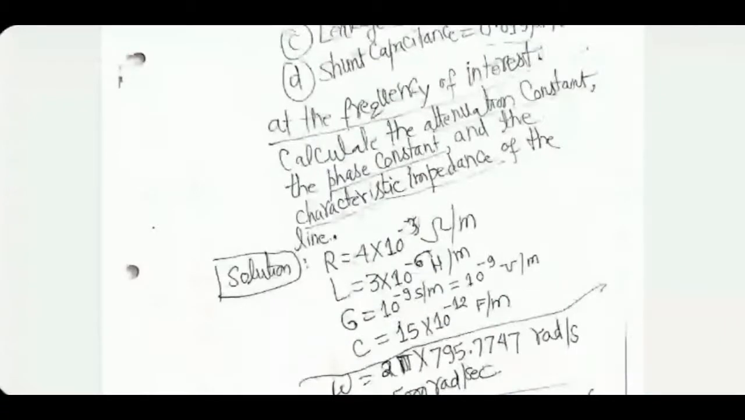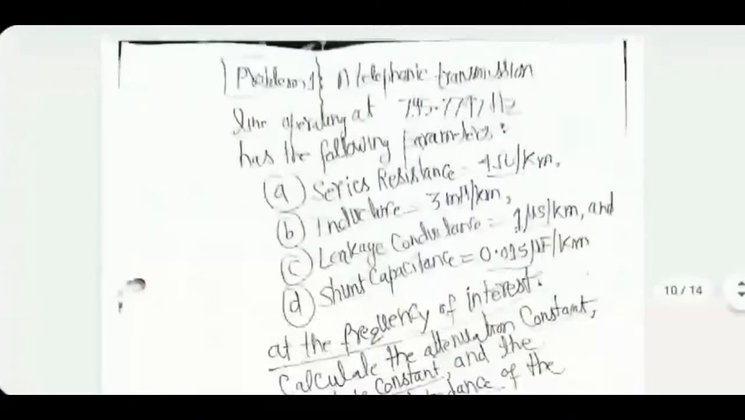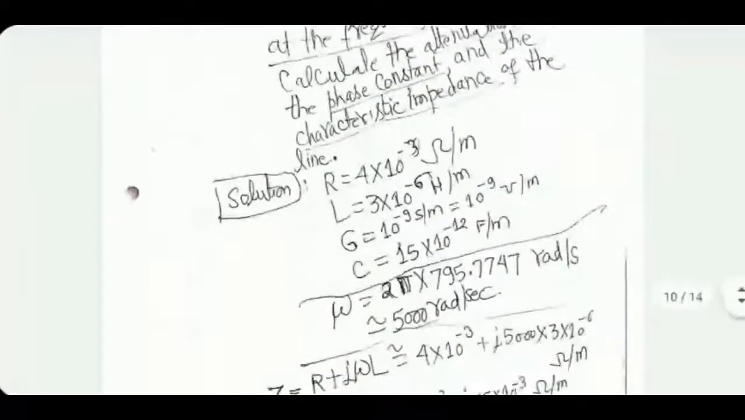R is 4 ohm per kilometer. So this becomes 4 multiplied by 10 raised to the power minus 3 ohm per meter. L is 3 millihenry per kilometer. So it becomes 3 into 10 to the power minus 6 henry per meter. G was given as 1 micromho or siemens per kilometer. So that becomes 10 to the power minus 9 mho per meter. And C was, I think, given as 0.015 microfarad per kilometer. So this becomes 15 picofarad per meter. Omega is 2 pi f. It works out to almost 5,000 radian per second.